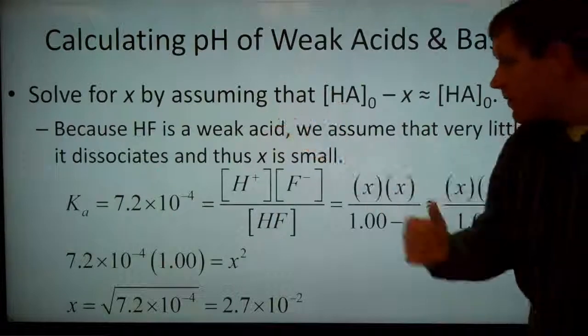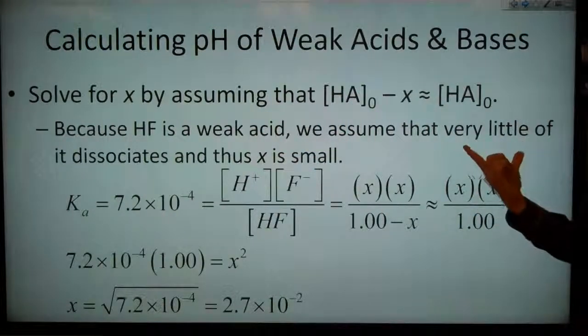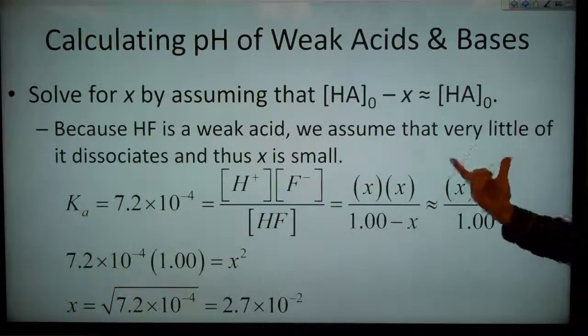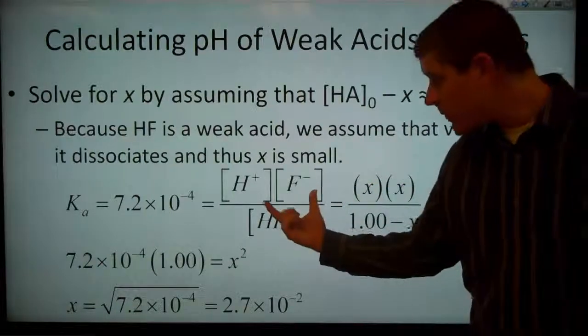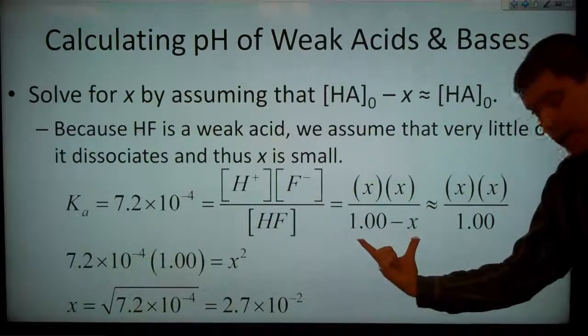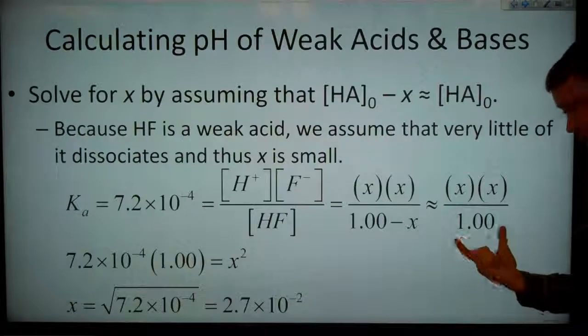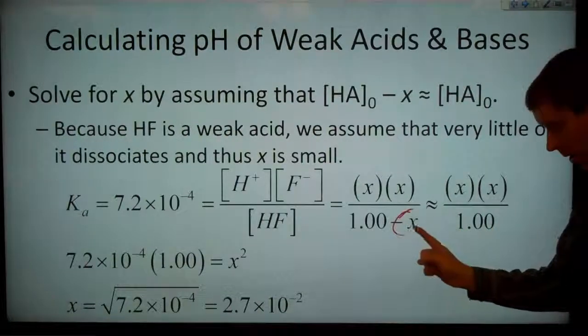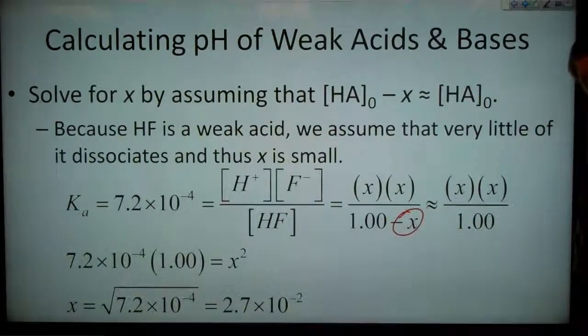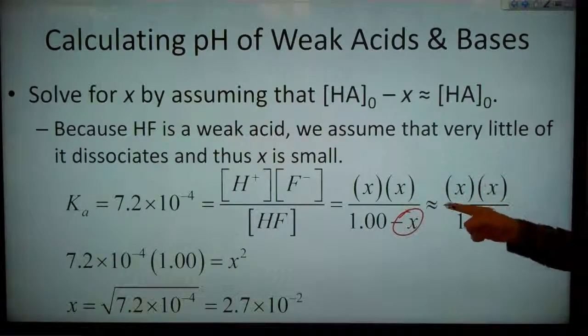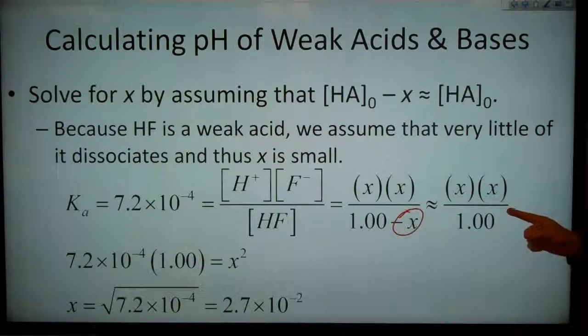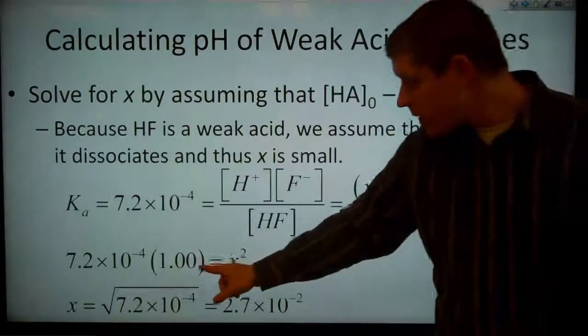So HF is a weak acid. We're going to assume that very little of it is dissociating, and this means that X is small, and that means that now this 1.0 minus X we can replace with just 1.0. Basically this X is small with respect to that 1.0, and if it's negligibly small, then we can ignore it. And that means that this fraction is approximately equal to that fraction.